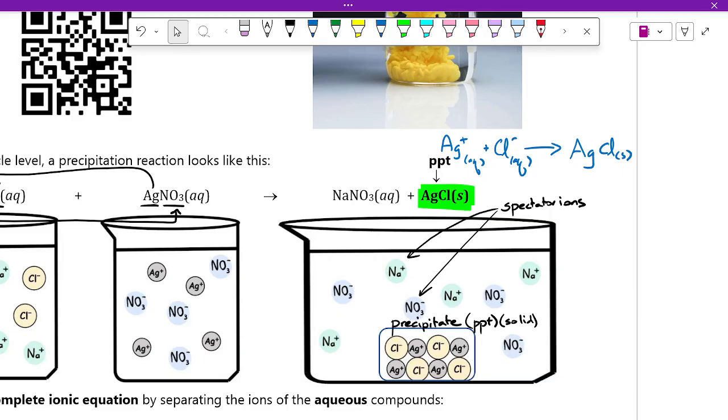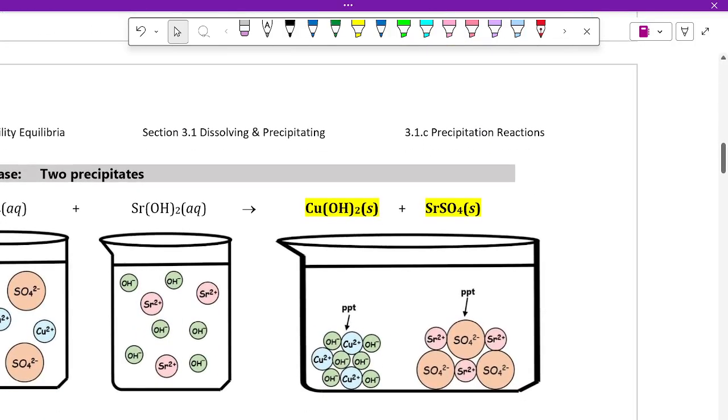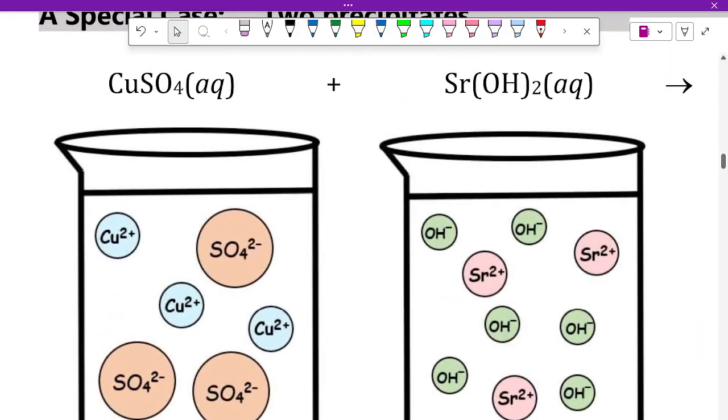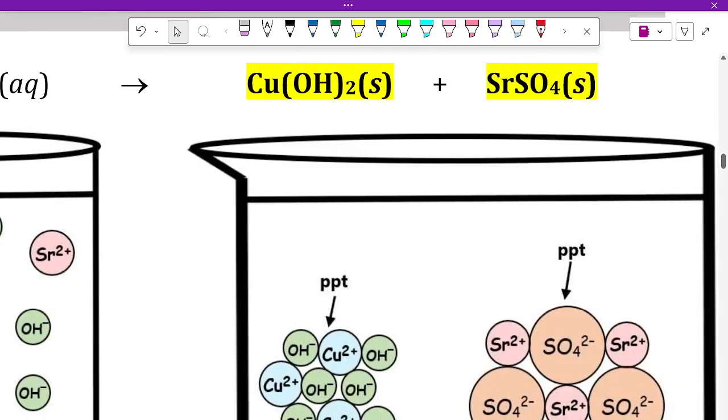We might have a different situation where we have two precipitates, okay? So we go from having free-floating ions, they swap partners, and we end up with two precipitates. What do you notice that we don't have any of here? There are no spectator ions.